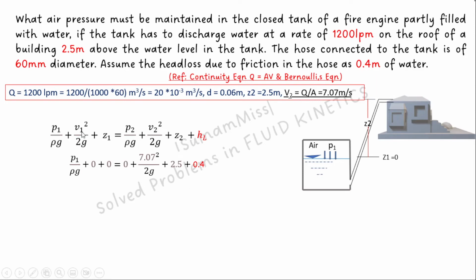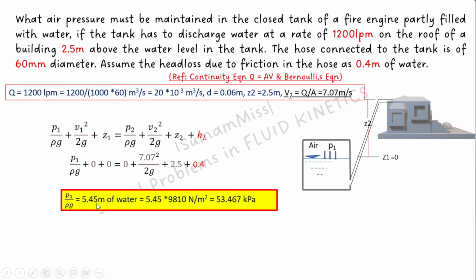If we substitute all these values, P1 by rho g, that is the pressure head available within this tank, and V1 square by 2g, that is equal to 0 because the flow velocity here is 0, and Z1 is equal to 0. Then P2 by rho g, the pressure head at this rooftop, is also 0, plus V2 square by 2g plus Z2 plus loss. So P1 by rho g you can calculate as 5.45 meter of water, or that is equal to 53.467 kilopascal. So this problem also you can solve on your own and verify the answer.